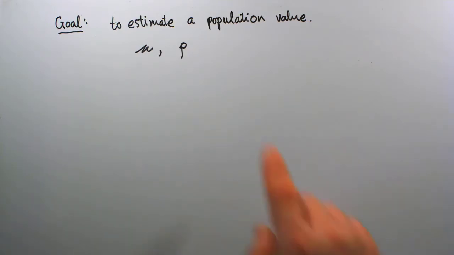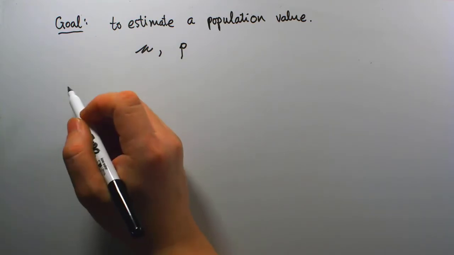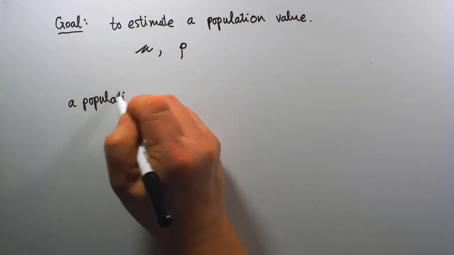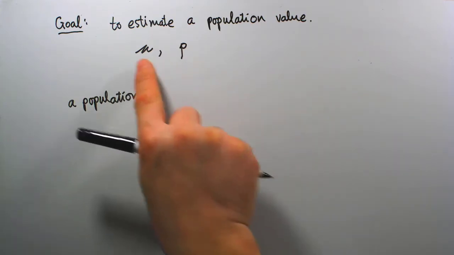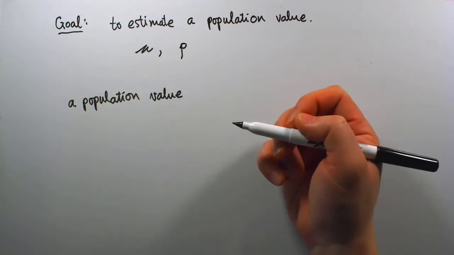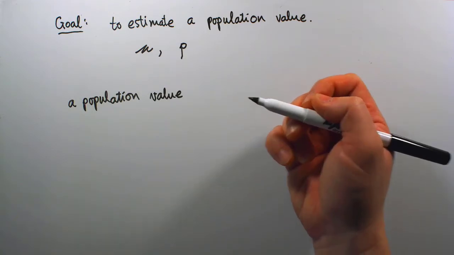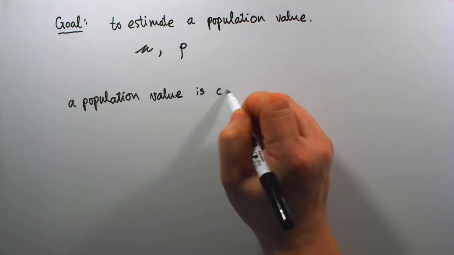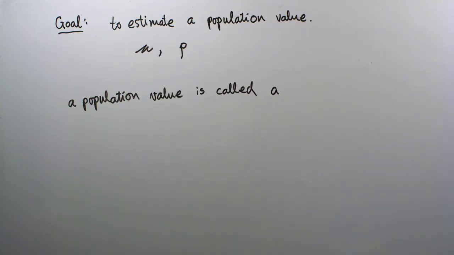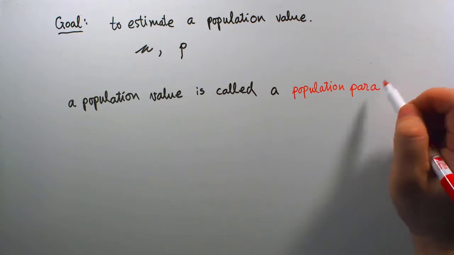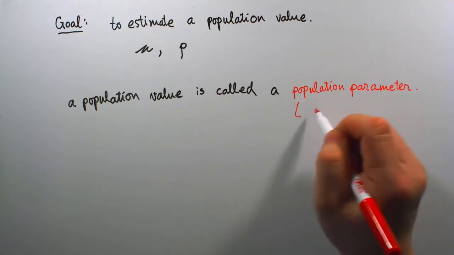Now along the way, as I introduce the term population value, it's also good to know a new terminology in statistics. A population value, such as a population mean or a population proportion, and in even more advanced studies, a population difference of means and all that. But basically, a value that we obtain from a population is called a population parameter, or for short, just a parameter.